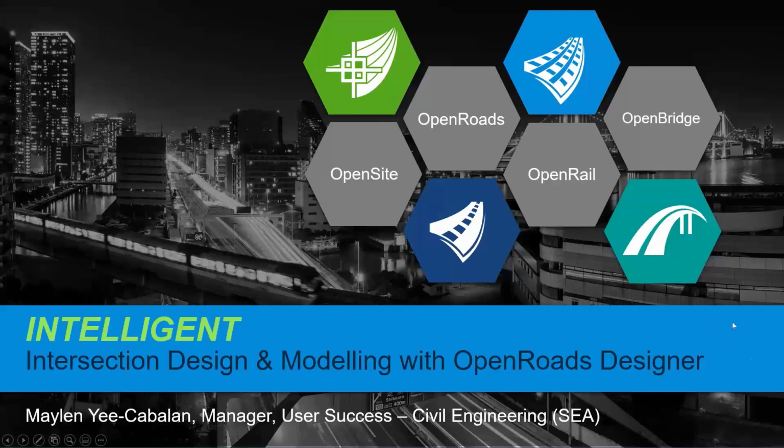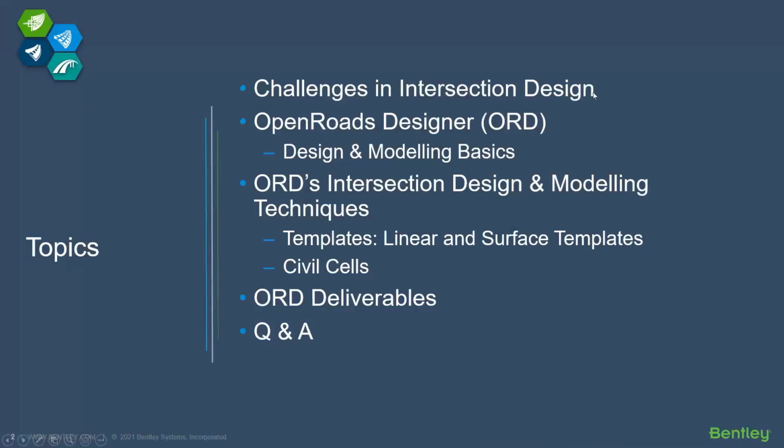For today, our session would be more into discussing how you can easily create road intersections that are intelligent using OpenRoads Designer. We'll be discussing a quick note on the challenges that you are facing in terms of designing intersections, some of the basics of how you do corridor modeling inside OpenRoads Designer, and of course the techniques on how you can create intersections using templates as well as civil cells.